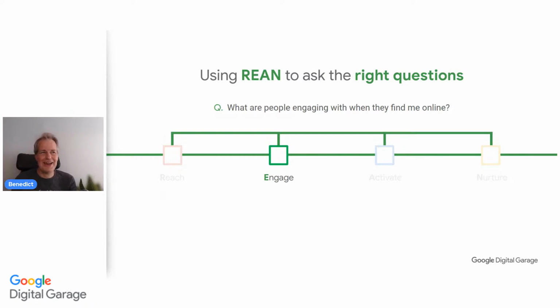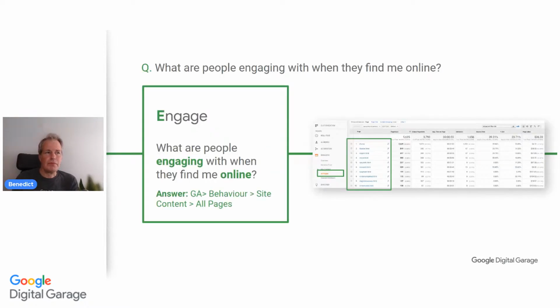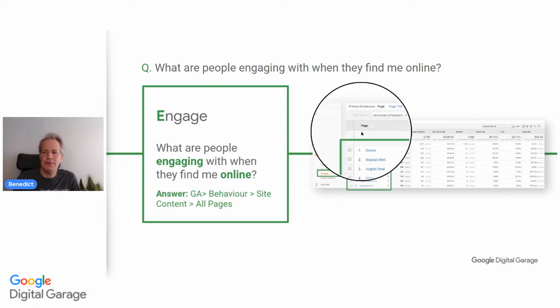Okay, so here now with the engagement. All right, what are people engaging with when they find me online? All right, let's have a look at a couple of different things here. You go on to Google Analytics, you go into behavior, site content, all pages. All right, let me just repeat that.